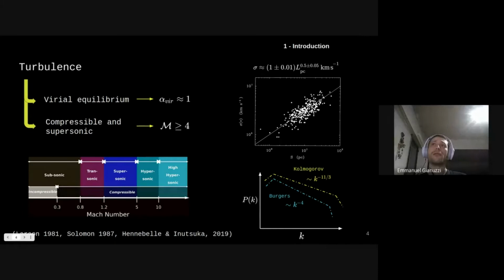Different studies of turbulence in molecular clouds show that they are in near virial equilibrium and their gas flows are compressible and supersonic. This turbulence lies between the Kolmogorov and Burgers models of flows.